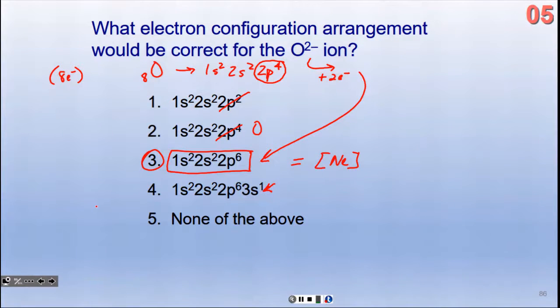All right, those are simple examples of how the octet rule is used. I hope you find that easy to work with. Please ask questions if you need to know more.